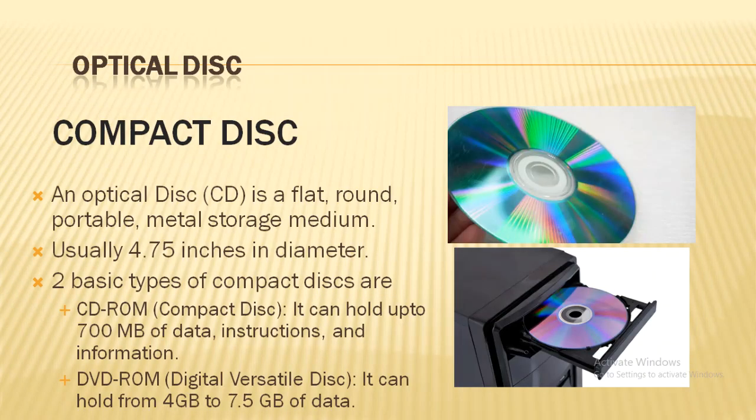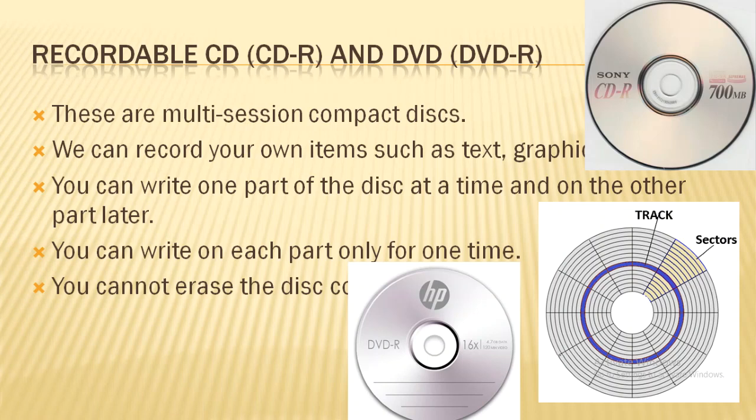Next one is the optical disc, the compact disc, which we can simply call a CD. We can see in the picture it is a flat, round, portable metal storage medium with a diameter of 4.75 inches, from the center to the edge. Compact discs come in two types, compact disc and digital versatile disc. CD-ROM stores only 700 MB of data, whereas DVD-ROM can store 4 GB to 7 GB of data.